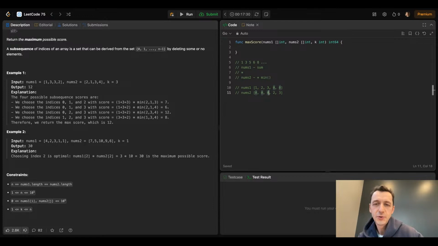So if k is 2 and we have 1, then we should include this. That will give us 1, and that will give us 1 on. Yeah, we'll go for these, these 3. Interesting. Let's try to simplify this.